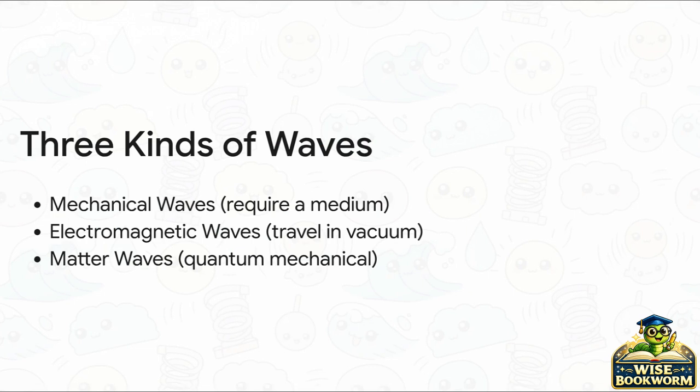Nature basically gives us 3 fundamental categories for these traveling disturbances. First, we've got mechanical waves. These absolutely require a physical medium to travel through. Think water, guitar strings, or the air we breathe. Second, there are electromagnetic waves, like light and X-rays. These are special because they can travel through the absolute vacuum of empty space. And finally, we have matter waves, which deal with the quantum mechanical behaviors of things like electrons and protons. Now, for today's explainer, we're going to focus primarily on that first category, mechanical waves.